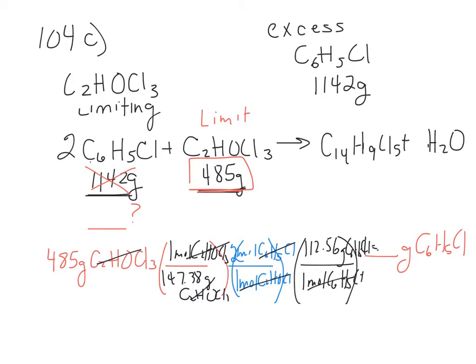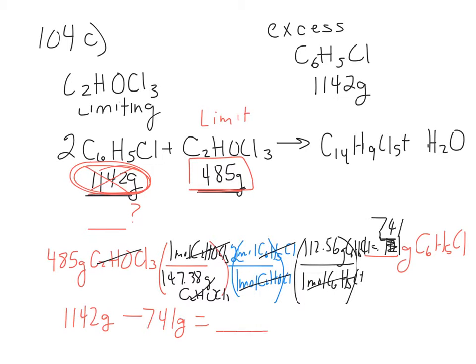Megan, what'd you get? 401? So actually this is 741. Okay, so that's how many grams you needed. How many did we start with? 1,142. Yeah, we started with 1,142. So if we started with 1,142 grams and we only needed 741 grams, then that means I have this many grams excess of C6H5Cl, right? And when you do that subtraction, you get 401.